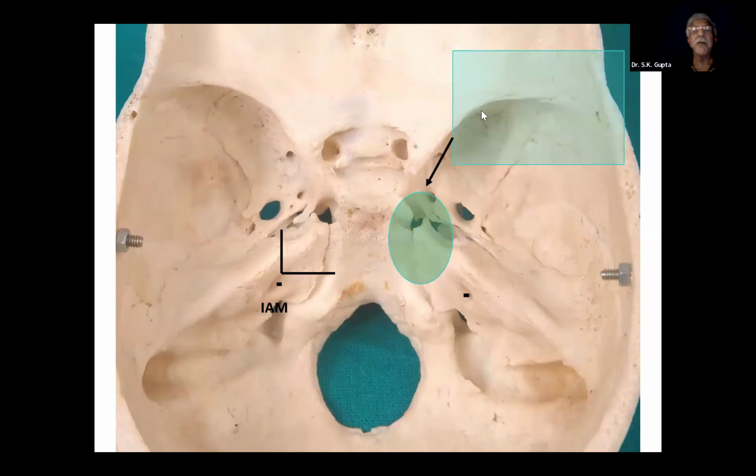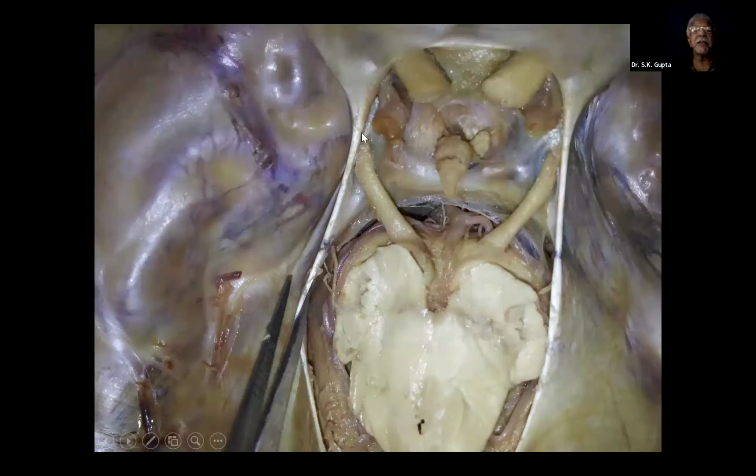So once you have done an FTOZ, this is the bone which can be removed. Then you follow the tentorium in the long axis of the tentorium and long axis of the tumor, and you reach this bone here, the anterior petrous bone. The relevant anatomy is shown here.